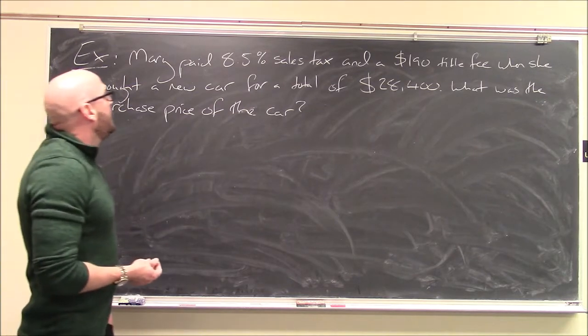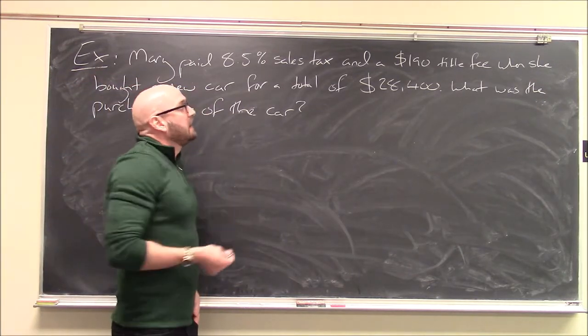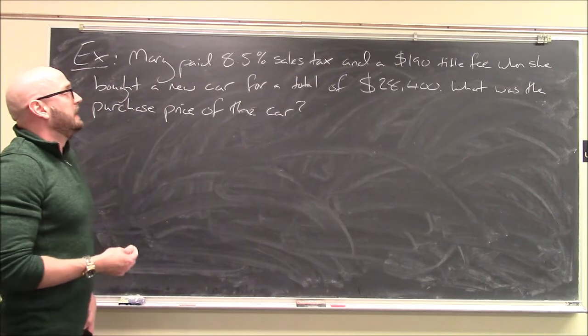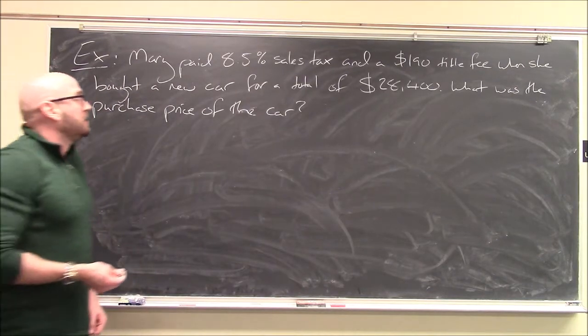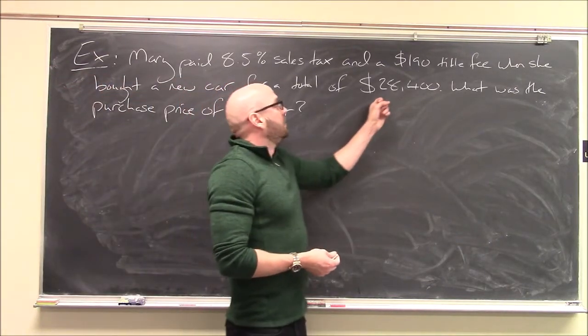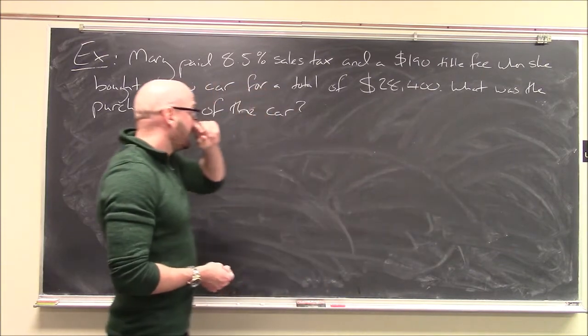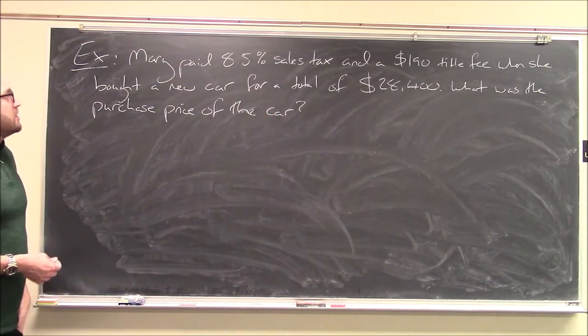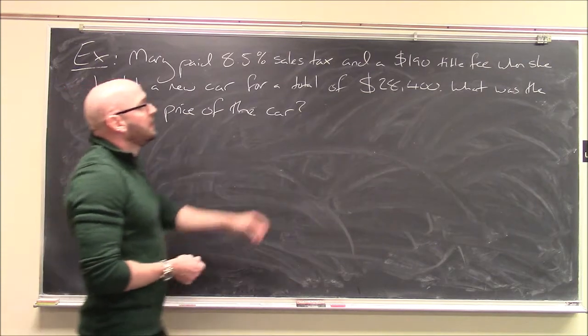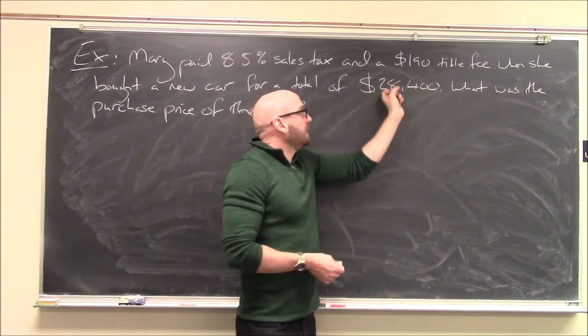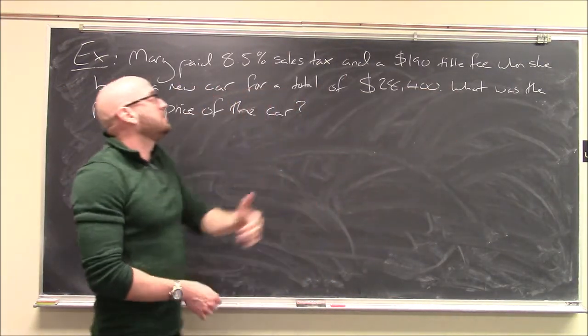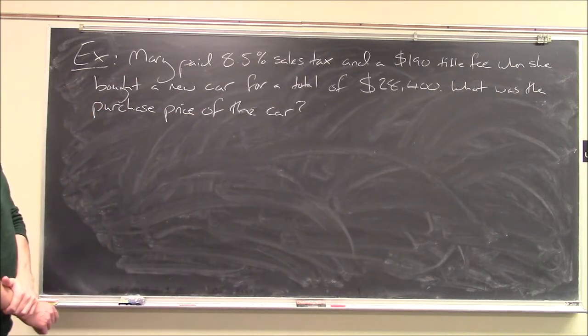She pays 8.5% sales tax and a $190 flat title fee when she buys this car, and the total she ends up paying is $28,400. The question is, what was the actual purchase price of the car? Right, the total, after you include sales tax and the title fee, is $28,400, but what was the actual price of the car? So how are we going to solve this?